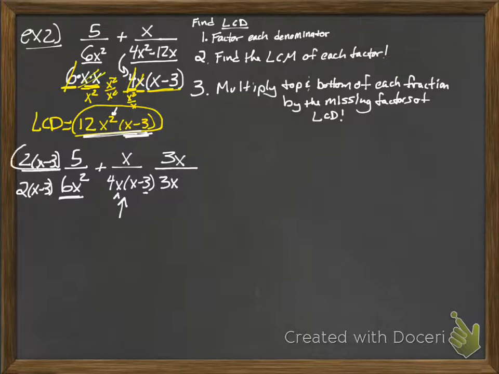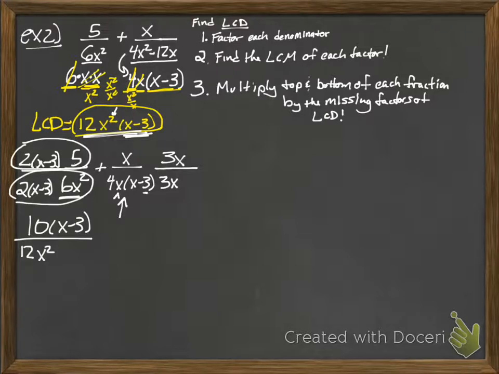I'm going to multiply top to top, and a 2 times an x minus 3 times a 5, I can multiply 2 times 5 to get 10 times x minus 3, so that's my numerator. Over, if I multiply all this stuff together, 2 times 6 is 12, I have an x squared, and I have a factor of x minus 3. Now what should happen here, guys, is that should be your LCD, and it is, so I know I've done that part correctly.